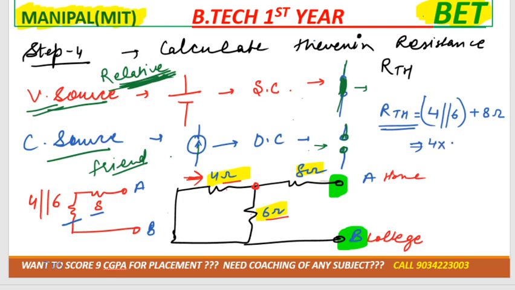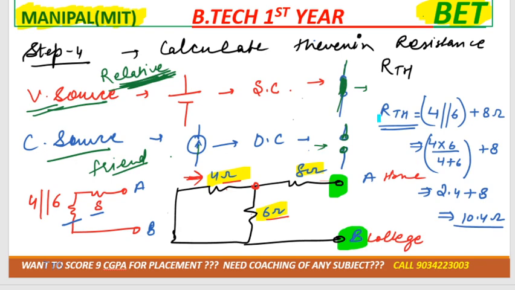So 4 parallel 6 is how much? 4 into 6 divided by 4 plus 6, and plus 8. If we solve it, it would be 2.4 plus 8, then it would be 10.4 ohm. This is the value of RTH. We got it.